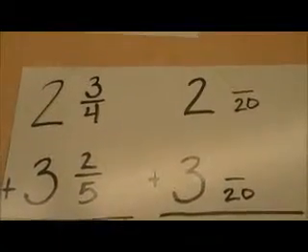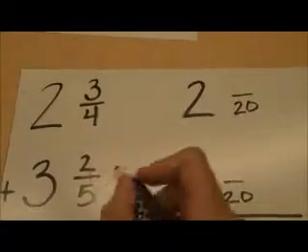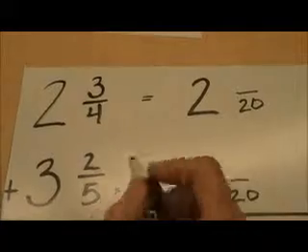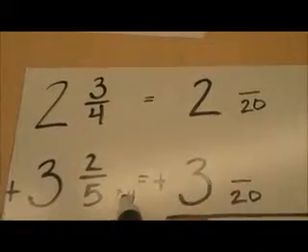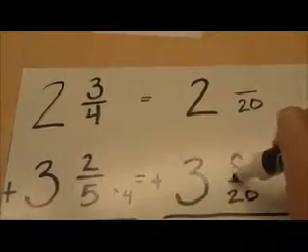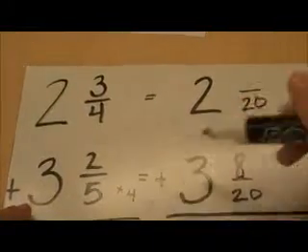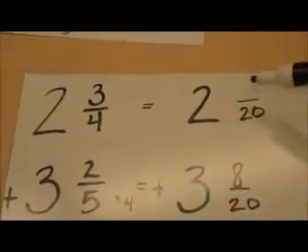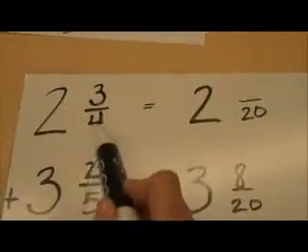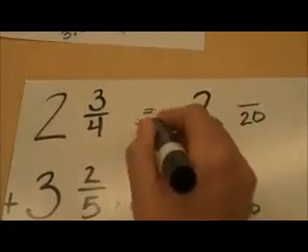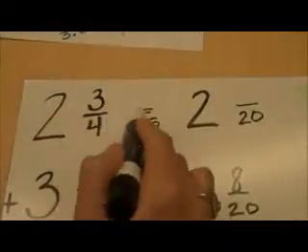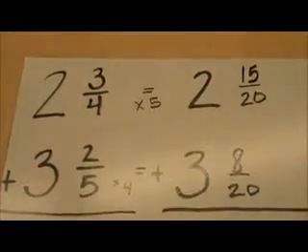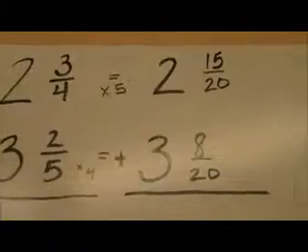So just like we did before, what did we do to 5 to get 20? We multiplied by 4. So 2 times 4 is going to be 8. So 3 2/5 has become 3 8/20. Back up to my first mixed number, 2 3/4. What did we do to 4 to get 20? We multiplied by 5. So 3 times 5 is going to be 15. Okay, so let's start adding our fractions.